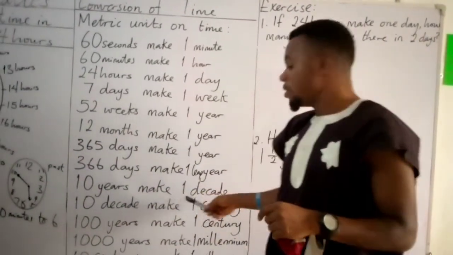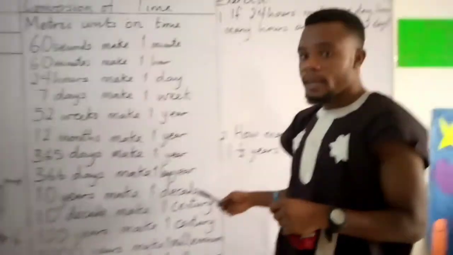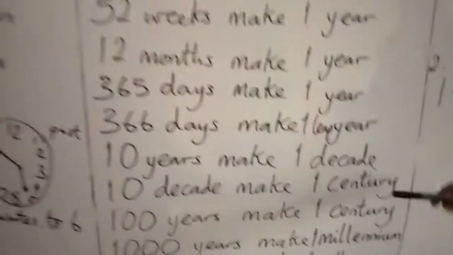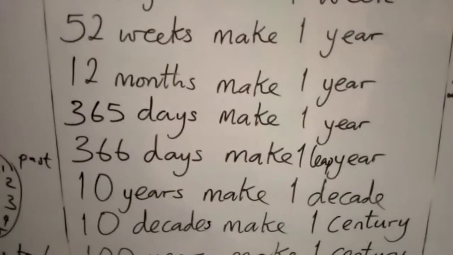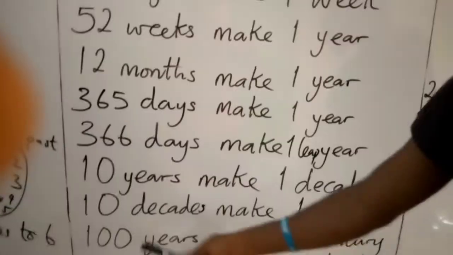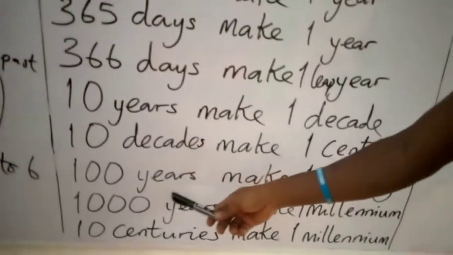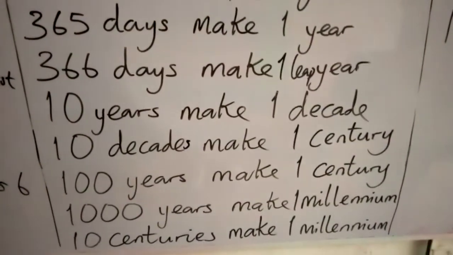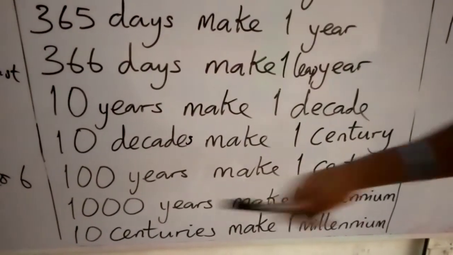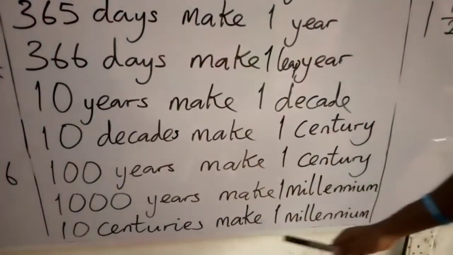10 years make 1 decade. 10 decades make 1 century. 100 years make 1 century. 1,000 years make 1 millennium. And 10 centuries make 1 millennium.